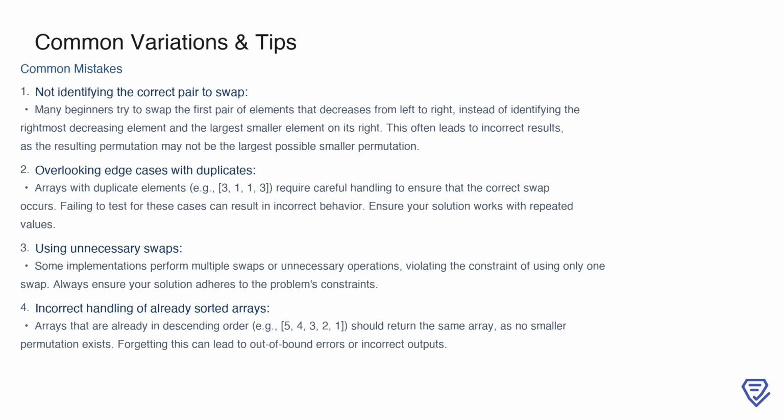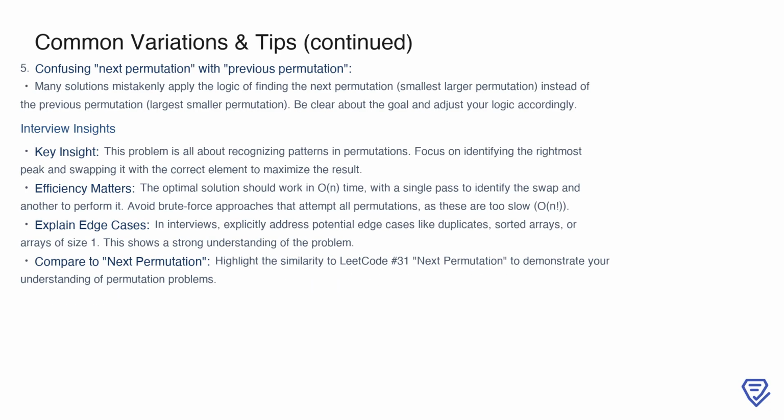Finally, be cautious with arrays that are already sorted in descending order, such as 5, 4, 3, 2, 1. No smaller permutation exists in this case, so the array should be returned as is. Forgetting to account for this scenario can lead to errors like out-of-bound issues or incorrect outputs. Another mistake to watch for is confusing the logic of finding the next permutation with that of the previous permutation. While the next permutation involves finding the smallest larger arrangement, the previous permutation focuses on finding the largest smaller arrangement. It's essential to adjust your logic to match the correct goal.